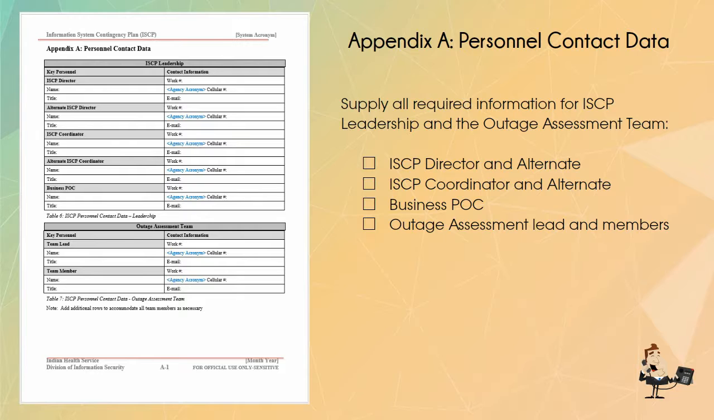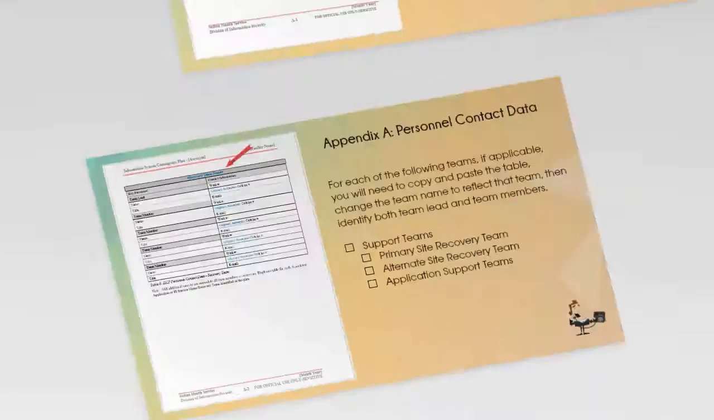Appendix A, Personnel Contact Data. Supply all required information for ISCP leadership and the outage assessment team: ISCP Director and Alternate, ISCP Coordinator and Alternate, Business Point of Contact, Outage Assessment Lead and Members.